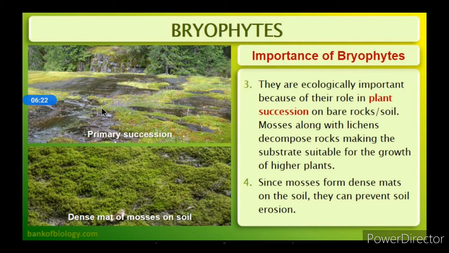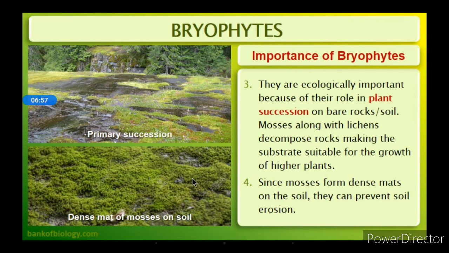on the rocks, and it will make that rocky area suitable for the higher plants to grow, because these mosses, along with lichens. Lichens means a combination of algae and fungi, right? So these will decompose that area in the rocks and make that place suitable for the higher plants also to grow. And as these bryophytes are attached to the soil, they can prevent soil erosion because they hold the soil.